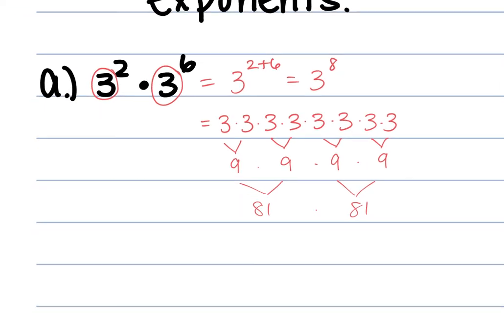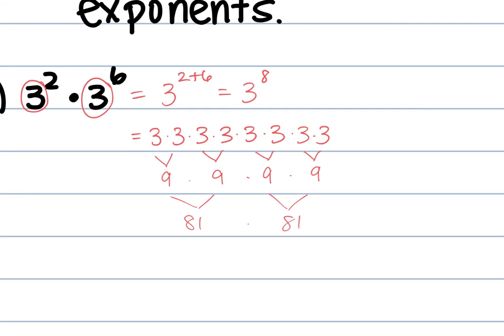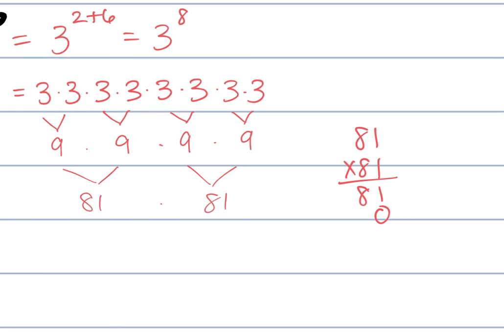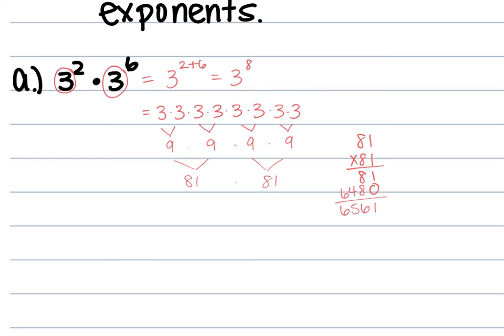81. And then what's 81 times 81? I don't know that off the top of my head, so I'm going to have to write it down. 81 times 81 is going to be 81, then we're going to multiply 8 by 1 and get 8, 8 by 8 and get 64. So it's 6,561. So your final answer is 6,561.